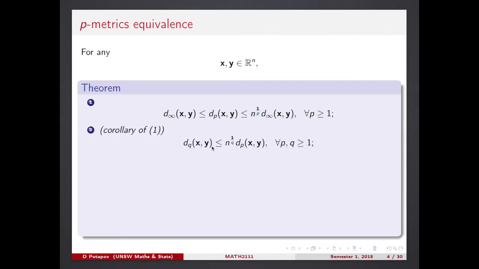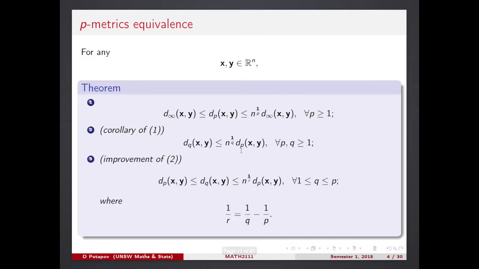The second one, which basically follows from the first one, that's why I call it the corollary of part one, is that not only infinity and p metrics have some relations, but p and q metrics also have a relation like this. And there's a third part, which is a significant improvement of number two. It's the relation between p and q metrics, but with a different constant. Look at this. The constant here is n root r, where r is a number computed in this very interesting way.